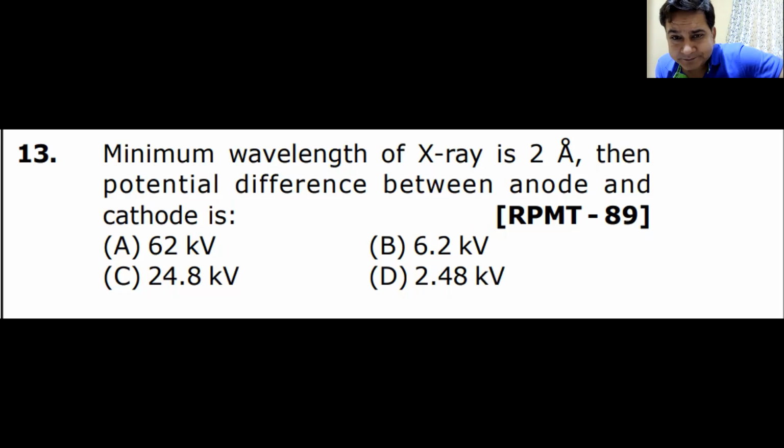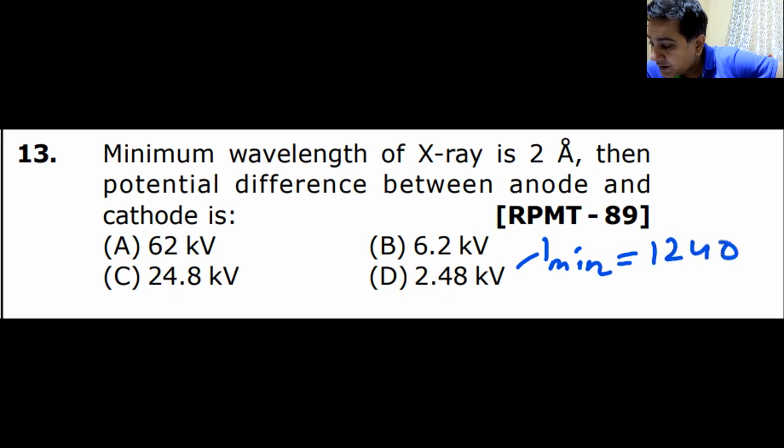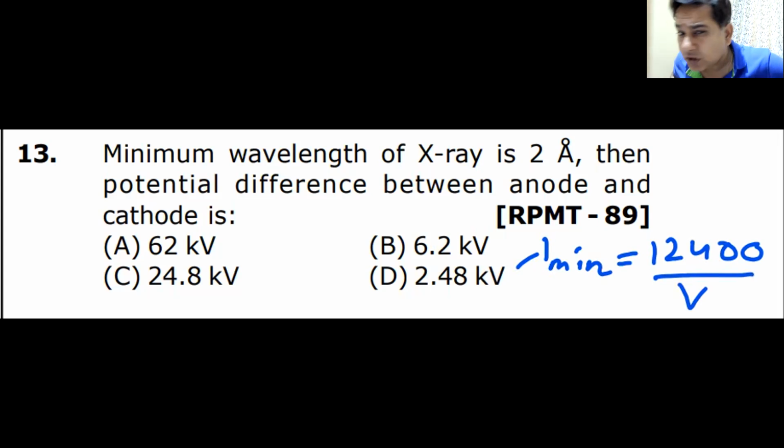We don't have the answer. How do you get the answer here? Lambda minimum we are talking about, yes or no? What is the formula for lambda minimum? 12,400 divided by V. So from here I can find out V. V is 12,400 divided by lambda. 12,400 divided by lambda, which is 2 Armstrong units, will give me 6,200 volts. Yes or no? So what is the final answer for this question?